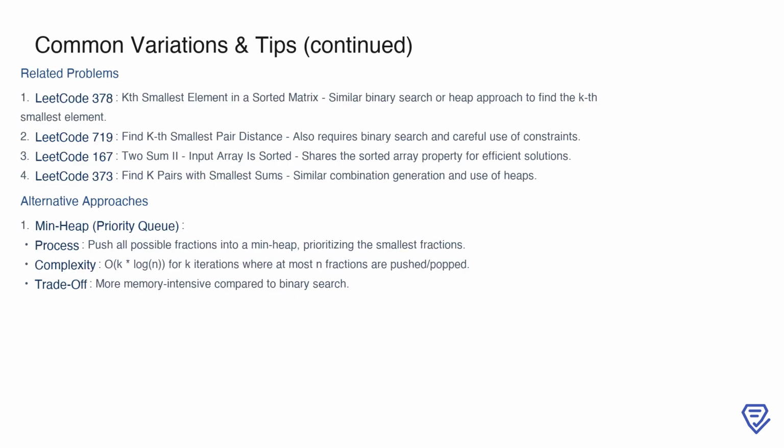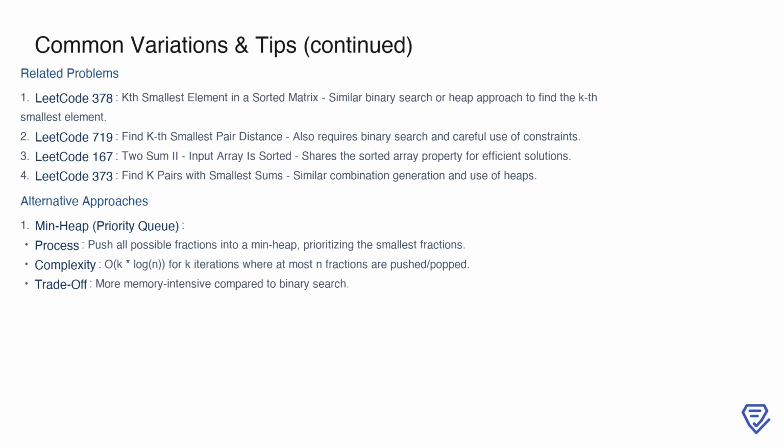Exploring related problems can deepen your understanding of this challenge. For instance, LeetCode 378, kth smallest element in a sorted matrix, uses similar techniques such as binary search or a heap to find the kth smallest element. LeetCode 719, find kth smallest pair distance, also involves binary search combined with careful constraint handling. LeetCode 167, two sum with the input array sorted, leverages the property of sorted arrays for efficient solutions, which is conceptually related. Lastly, LeetCode 373, find k pairs with smallest sums, involves generating combinations and using a heap, similar to this problem.